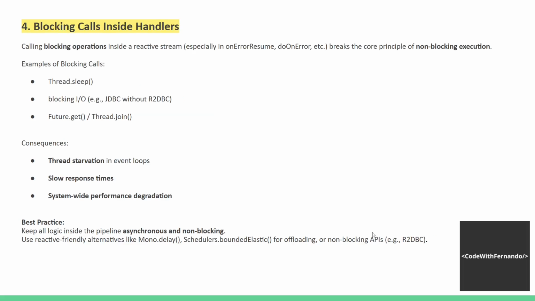Blocking calls inside handlers. Calling blocking operations inside a reactive stream, especially in onErrorResume or doOnError, breaks the core principle of non-blocking execution. Examples of blocking calls: Thread.sleep, blocking IO, Future.get, or Thread.join, for example. Consequences: thread starvation in event loops, slow response times, system-wide response degradation. So what's the best practice to avoid that? Keep our logic inside the pipeline asynchronous and non-blocking. Use reactive-friendly alternatives like Mono.delay, Schedulers.boundedElastic for offloading, and non-blocking APIs.